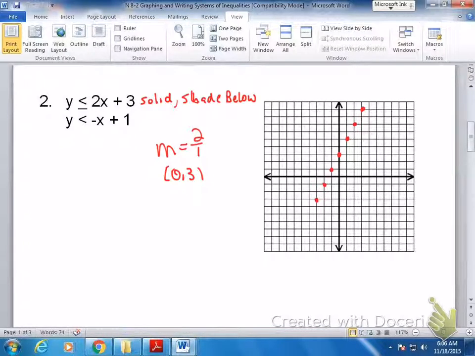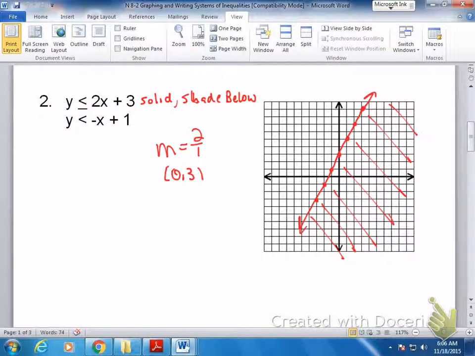And now I'm going to sketch my line, and it's solid. Now it says on here that we need to shade below because we want all the y's that are less than that. So I'm going to shade below my line. Okay. Now let me switch colors here. Let's look at the other one.